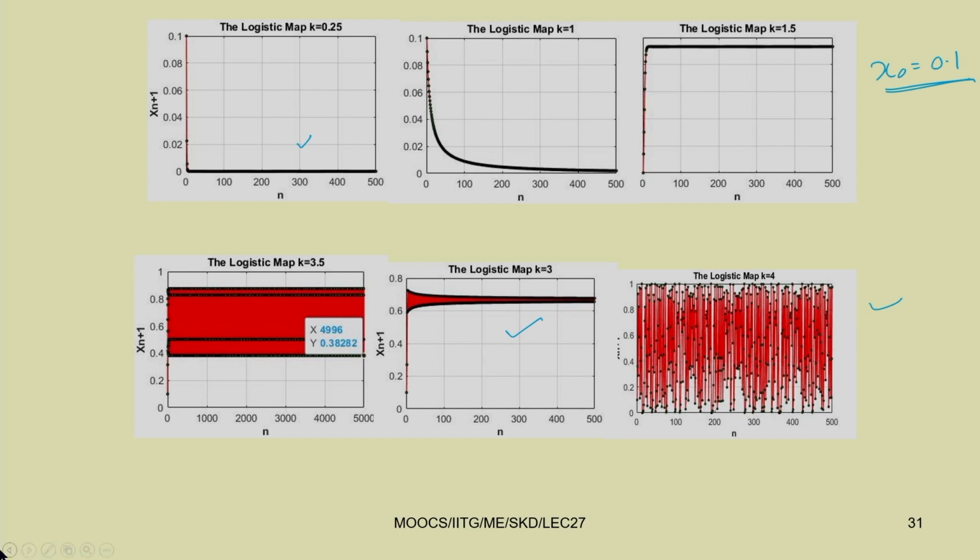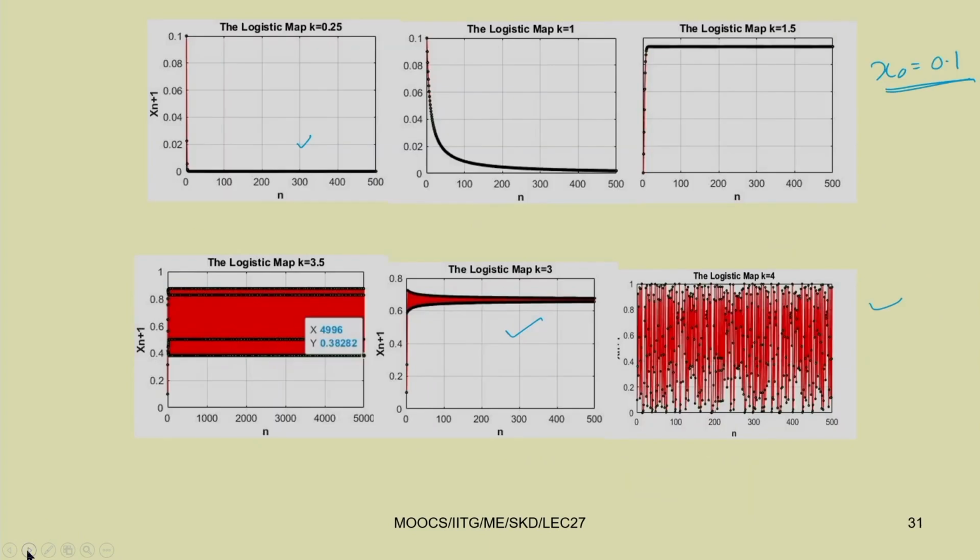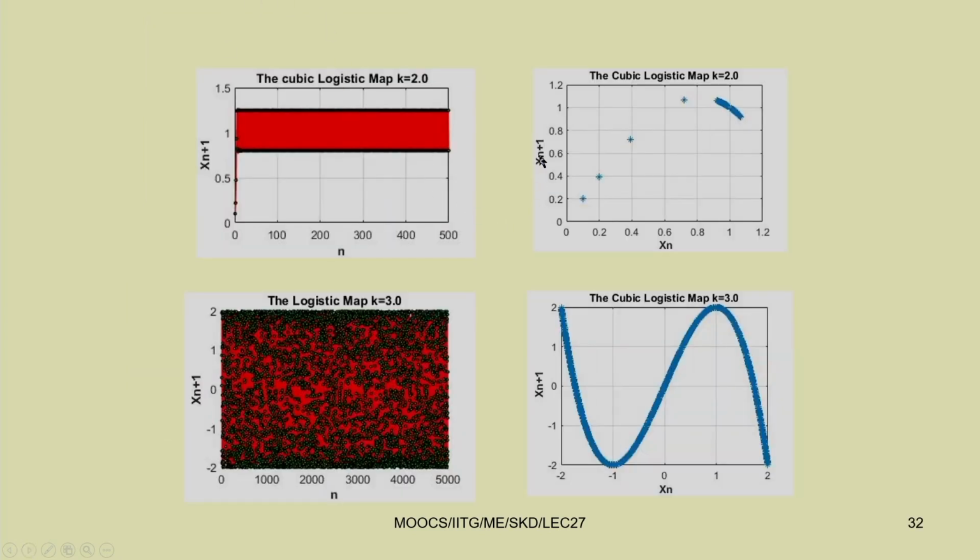Similarly, you can see this for the cubic logistic map, x n plus 1 equal to k x n minus x n cube. Here also you can start with different values of k and an x 0 value, and you can also get the chaotic response. If you plot x n plus 1 versus x n, this is the curve. This is chaotic for k equal to 3.